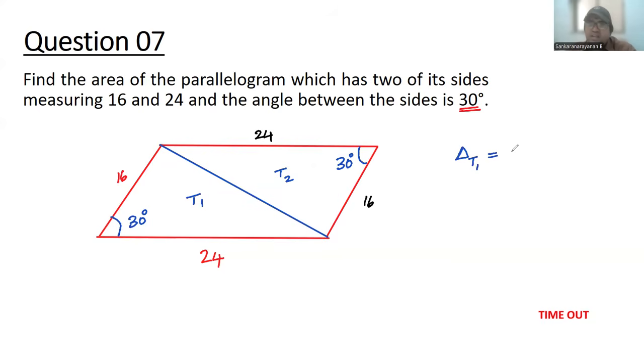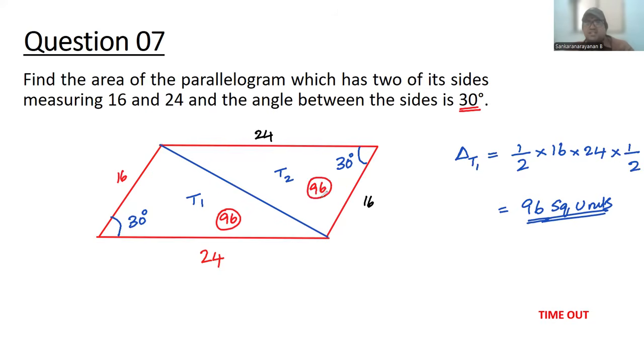Area of triangle T1 will be half into 16 into 24 into sine 30. Sine 30 is 1 by 2. So that will get you the result. Here you can say 24 into 4, 96 you will get. 96 square units. That's what you get here, right? So that is the area associated with this triangle here, 96 square units. Same thing gets repeated here also. This also will be 96.